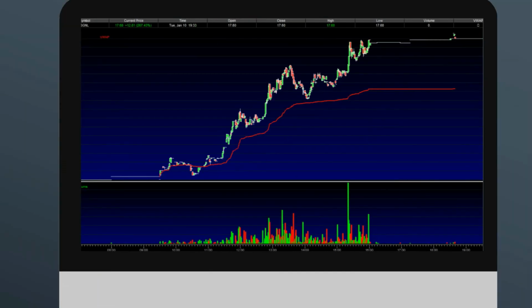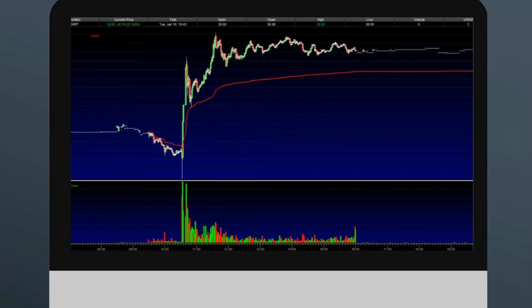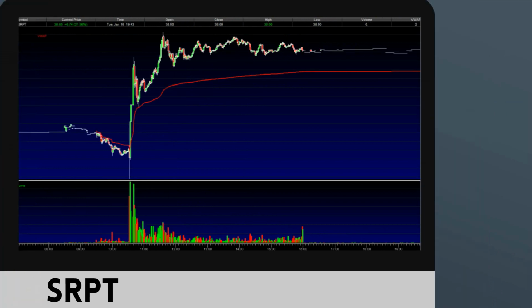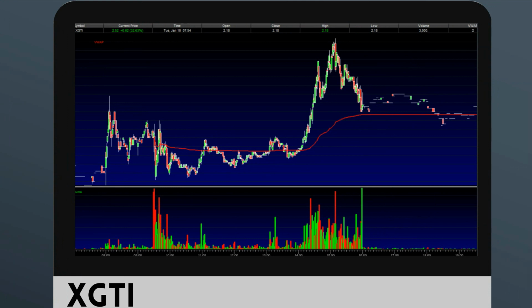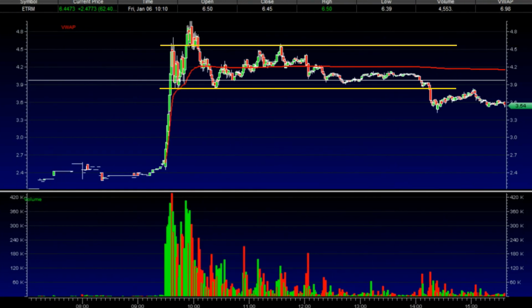Here's another chart on SGNL, SRPT, URRE, and XGTI. Here on this chart, when you add additional support and resistance lines along with the trend and the VWAP, you can get a better understanding of where traders are potentially buying and selling and causing the price of the stock to move in the opposite direction.